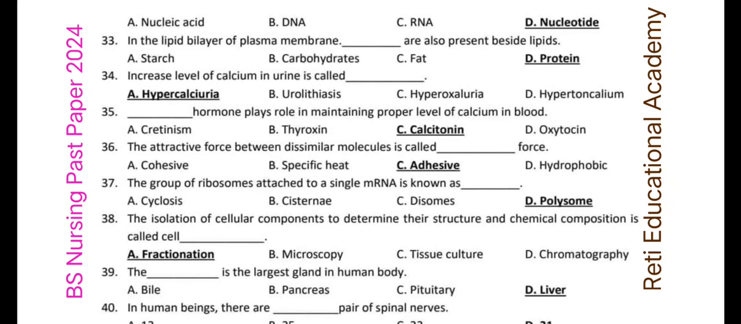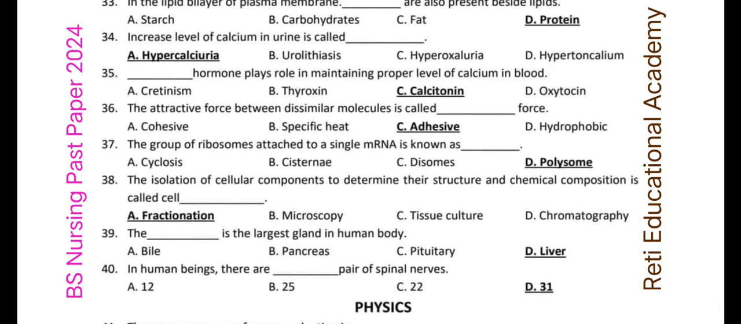Question number 34. Increased level of calcium in urine is called hypercalciuria. Question number 35. Calcitonin hormone plays a role in maintaining proper level of calcium in blood. Question number 36. The attractive force between dissimilar molecules is called adhesive force.